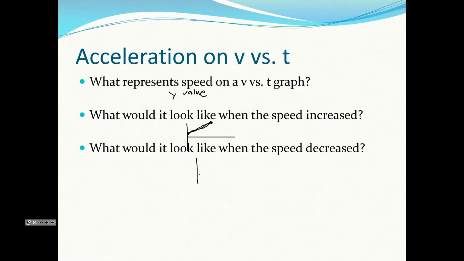If my speed is decreasing, well, I'm going to start with a Y value that's up here. I'm going to end with a Y value down here. My slope is going to be constant. So it's going to look like that.